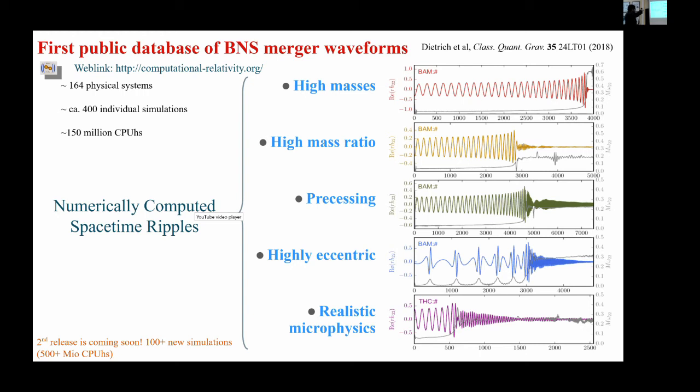So we have about 400 of these individual simulations, and all of these simulations require 150 million CPU hours. In the database, we find interesting cases like a high mass system, where the total mass of the binary neutron star system has been varied to study its effect on the gravitational wave emission, the electromagnetic counterpart, and also the nature of the merger remnant.